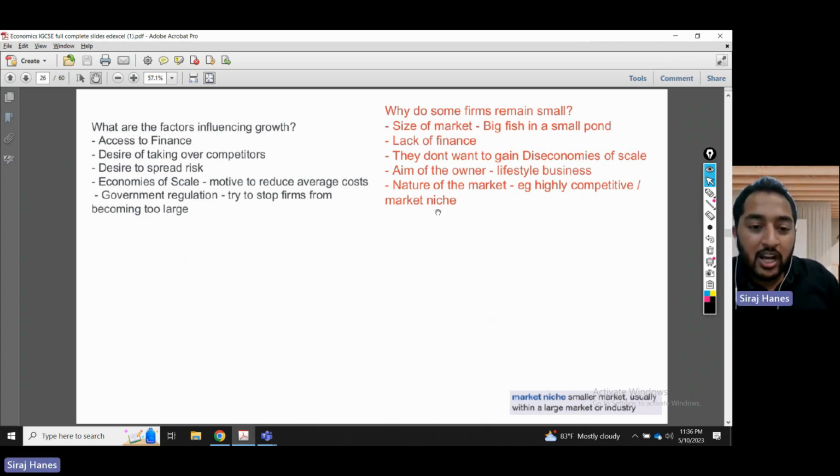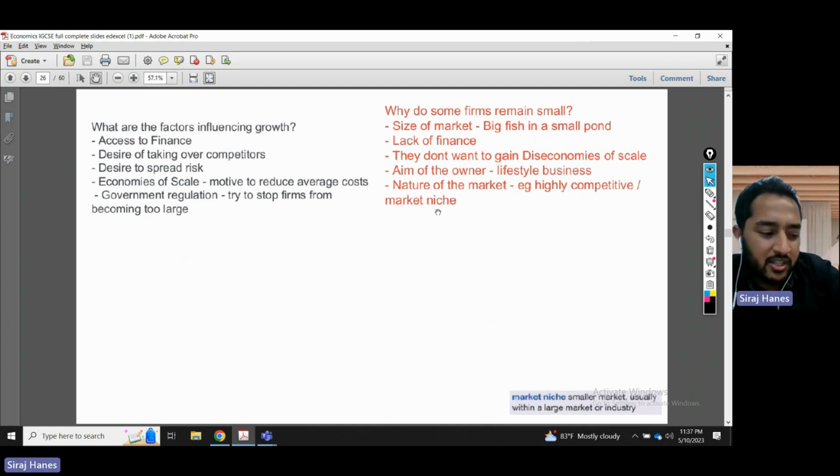And also maybe government regulation. They stop firms from becoming too large. Sometimes you can't grow because the government's like, you know what, you're too large. I'm afraid if you grow any larger, you're going to exploit customers. I'm going to stop you from growing. They have the right to do so.